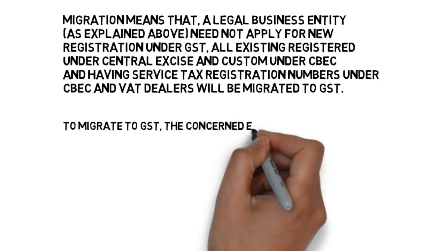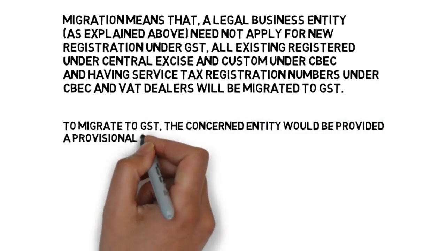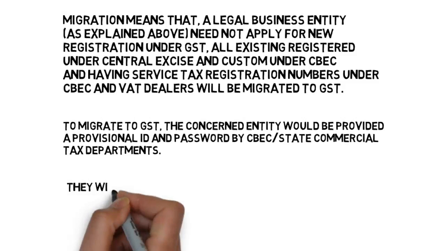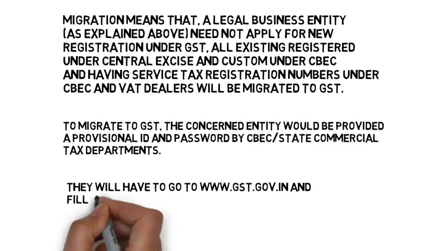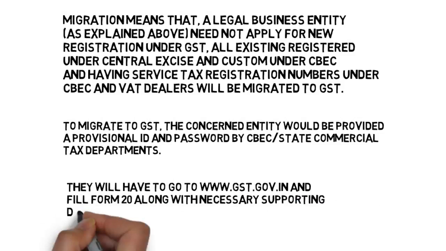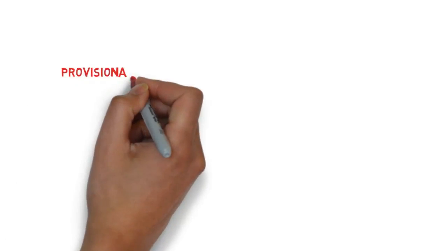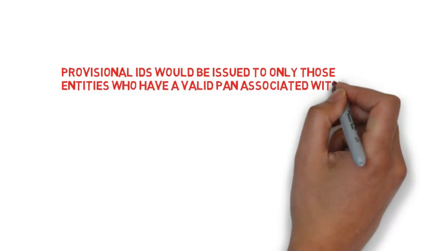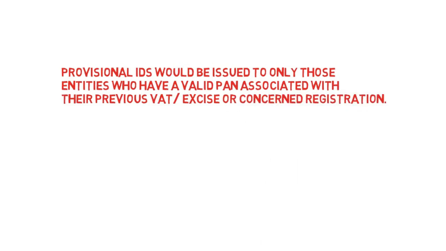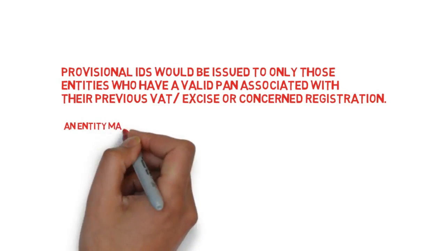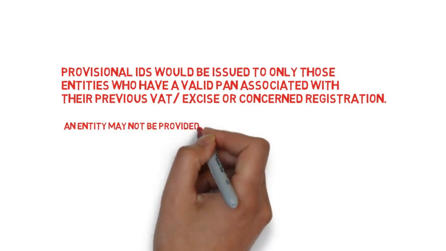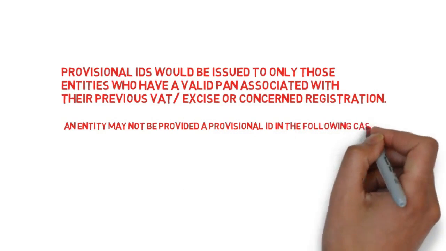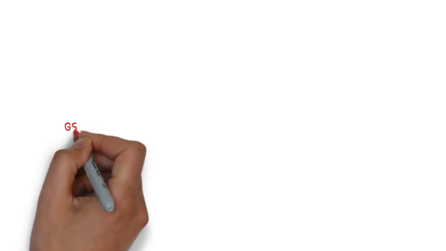To migrate to GST, the concerned entity would be provided a provisional ID and password by CBEC, State Commercial Tax Departments. They will have to visit gst.gov.in and fill Form 20 along with necessary supporting documents. Provisional IDs would be issued only to those entities who have a valid PAN associated with their previous VAT, excise or concerned registration. But if someone starts business for the first time after GST has been implemented, then the person has to register newly under GST through an online platform called GSTN, that is Goods and Services Tax Network.